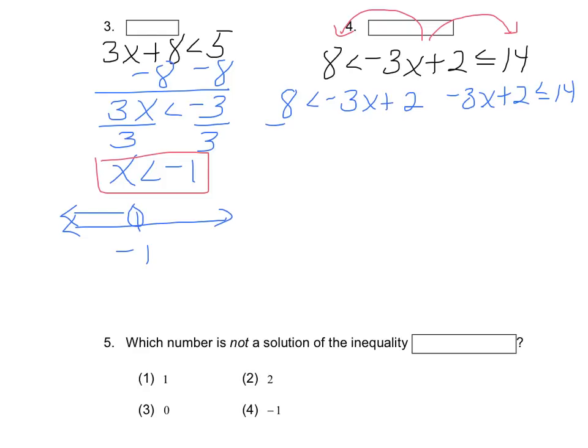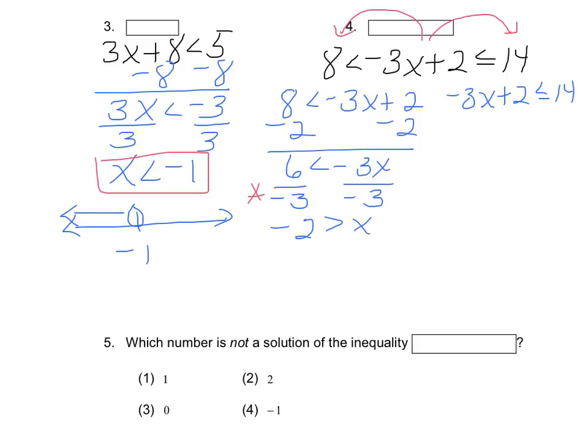The left one, we're going to subtract 2 and get 6 is less than negative 3x. We're going to divide each side by a negative 3. Ooh, we're dividing by a negative here. So my symbol is going to flip. So I have negative 2 is greater than x.